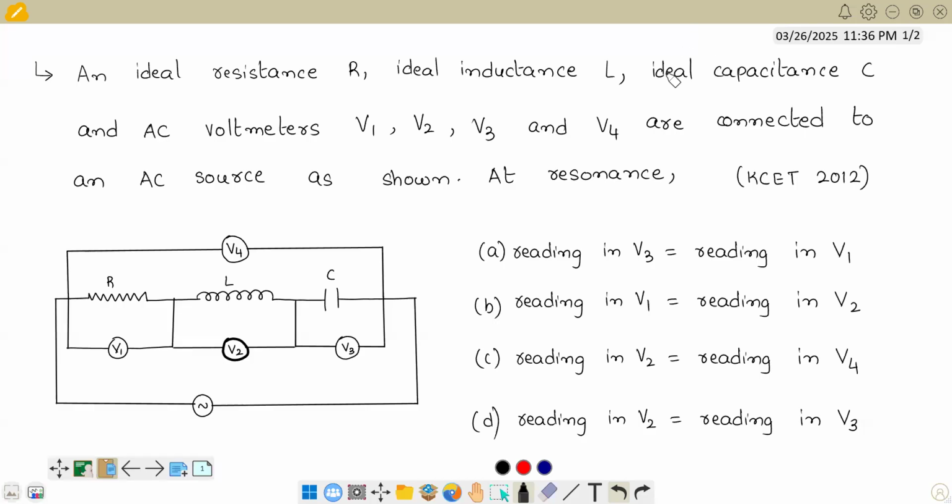Hello student, the question says an ideal resistance R, ideal inductance L, ideal capacitance C, and AC voltmeters V1, V2, V3, and V4 are connected to an AC source as shown at resonance. So basically, we need to comment at resonance which voltages will be equal.